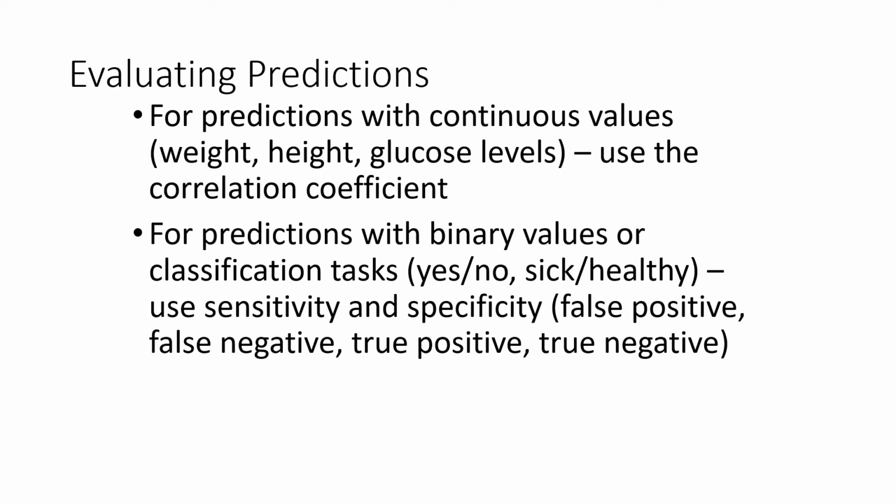So for evaluating continuous predictions, we use correlation coefficients. As I'll show you later, we can also develop predictors for predicting categories or classification. We have to use a different method to evaluate the quality of these predictions. We use sensitivity and specificity. But regardless of whether you're doing continuous value prediction or category prediction, you still have to worry about testing and validating your predictions.